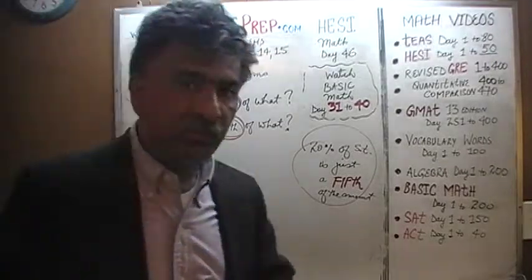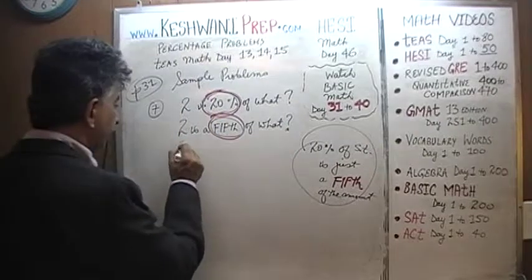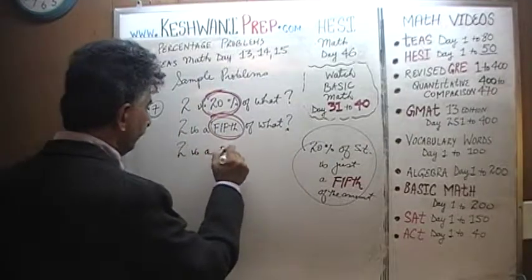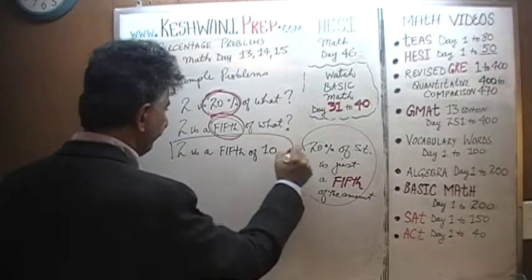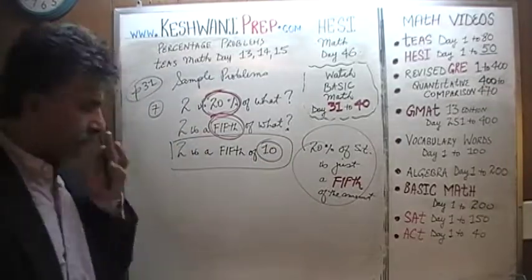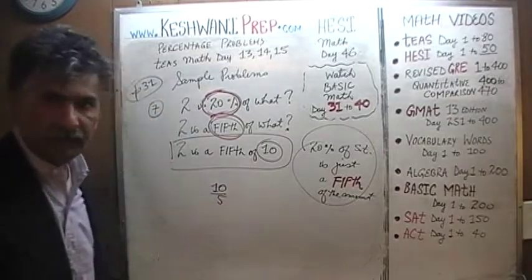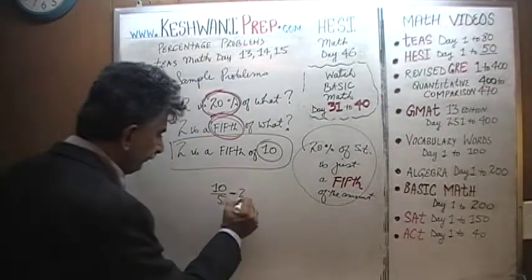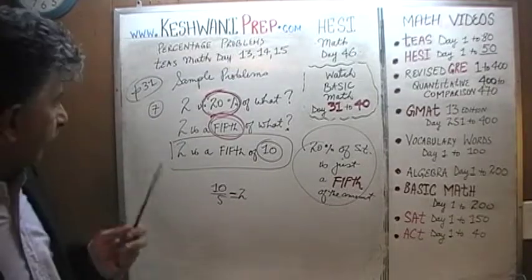Now if you look at it that way, the question becomes very simple. 2 is a fifth of what? Well, obviously 2 is a fifth of 10. That's it. If you have 10 and you take a fifth of that, divide by 5, you will get 2. There you go. 2 is a fifth of 10. Let's do the next one, shall we?